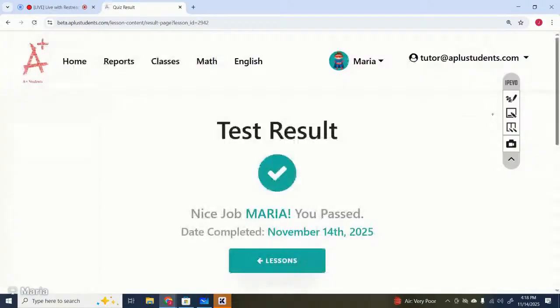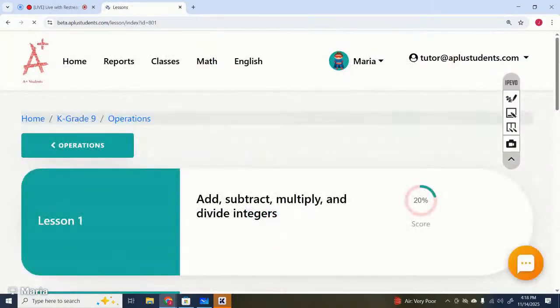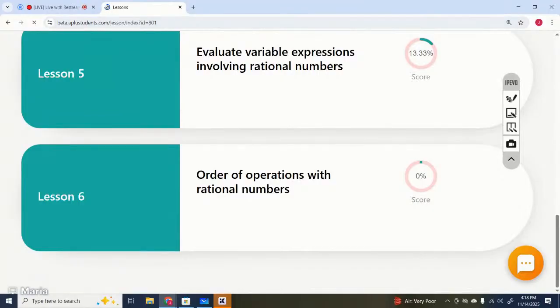You can complete the lesson by yourself later today. Let me move on to the next lesson. The next lesson is evaluate variable expressions involving rational numbers.